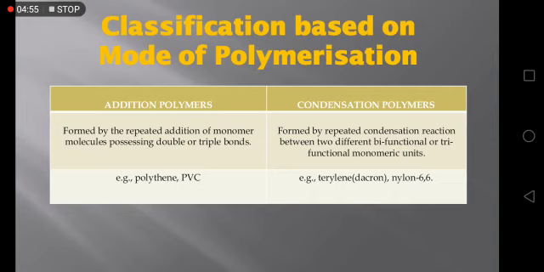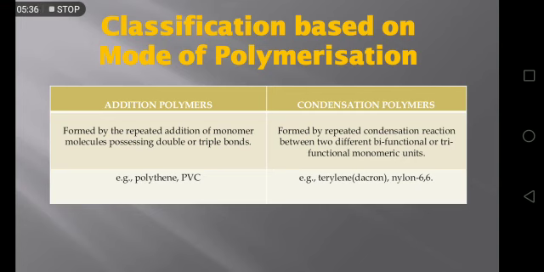Next category is classification based on mode of polymerization. That means what type of reaction is being followed for the formation of polymer. There are two types of reactions basically, addition and condensation. In addition reaction, it's formed by the repeated addition of monomer molecules which have double or triple bond. Polythene is an example, and we have done this reaction in the organic chapter of class 11th also.